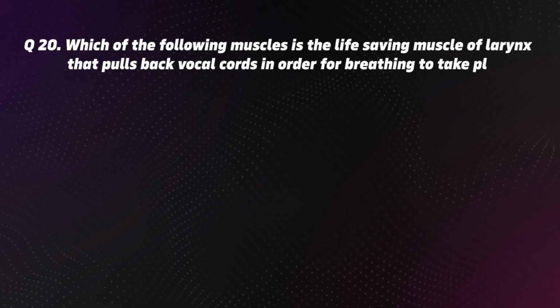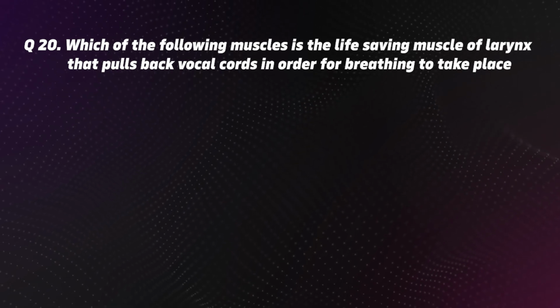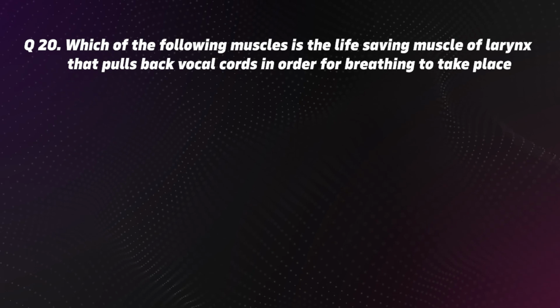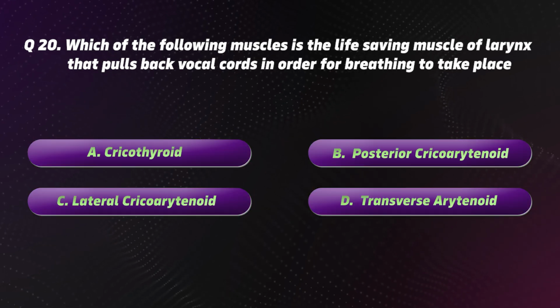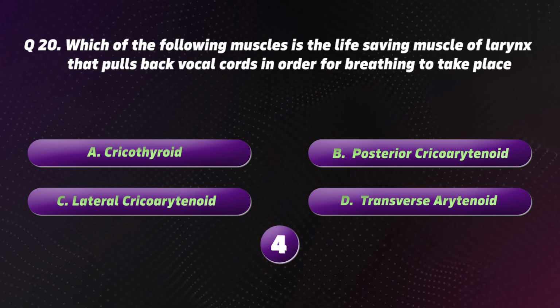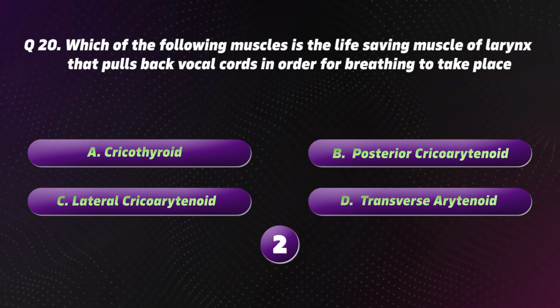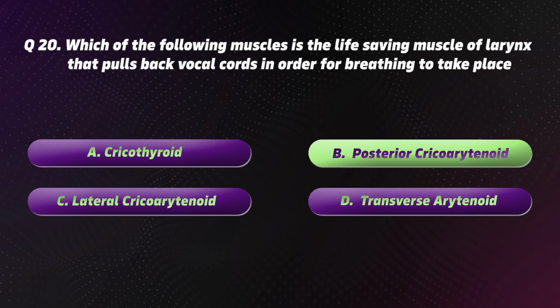Question 20. Which of the following muscles is the life-saving muscle of the larynx that pulls back the vocal cords in order for breathing to take place? Here are the options. A. Cricothyroid. B. Posterior cricoarytenoid. C. Lateral cricoarytenoid. D. Transverse arytenoid. And the correct answer is option B, posterior cricoarytenoid.